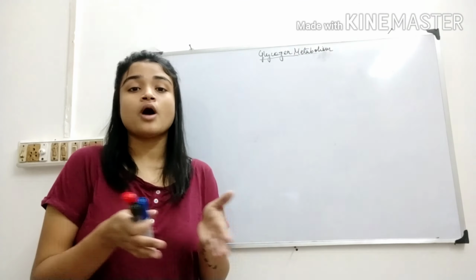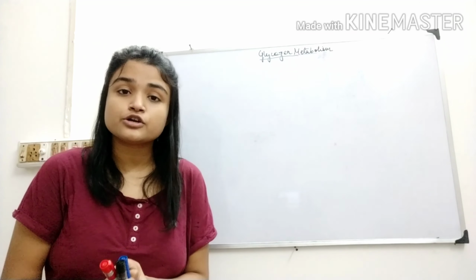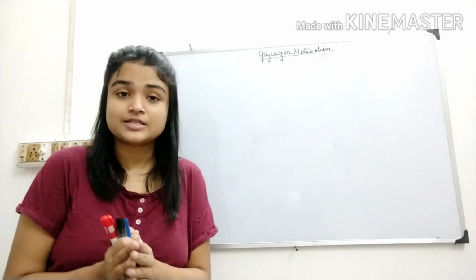But glycogen is a branched chain polysaccharide. So branching must be there. For the formation of branches, a separate branching enzyme is required, and that is 4,6 transferase.